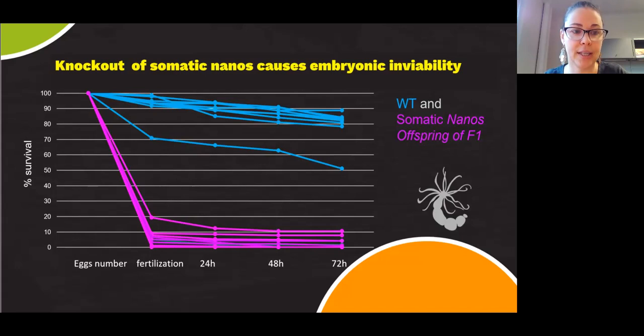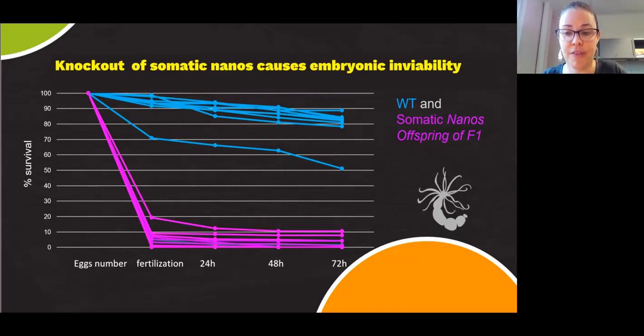When you compare the percent of survival, as you can see in this graph, our nanos mutant animals, the knockouts, are not able to go further than cleavage. We are not even seeing evidence of fertilization. When you compare with the wild type, you can see that there's a huge difference. So we cannot get our animals growing in order to test if nanos is involved in neurodevelopment.